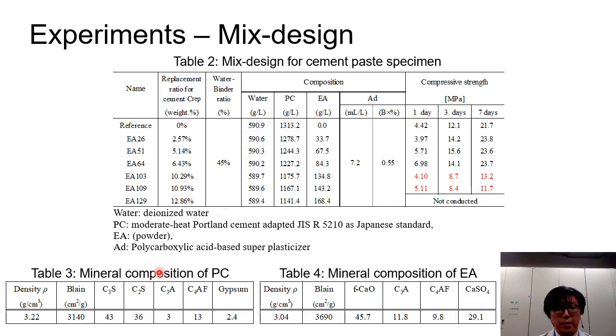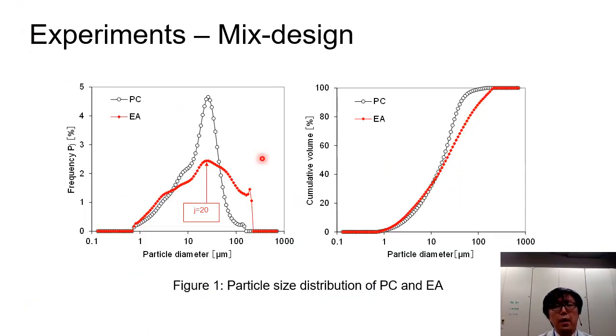Here is the mineral composition of Portland cement, and this cement includes 36% of C2S, and this is the mineral composition of expansive additive. And here are the measurement results of the particle size distribution of cement and expansive additive. The expansive additive is characterized by containing many particles with a larger particle size than cement.